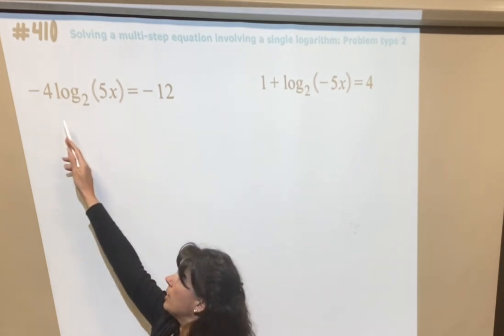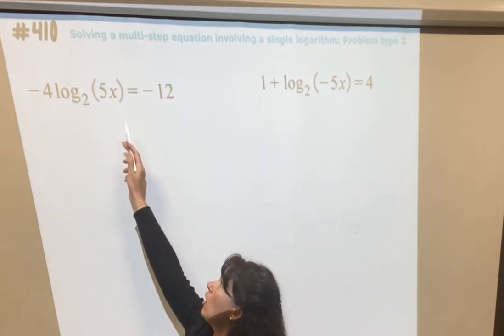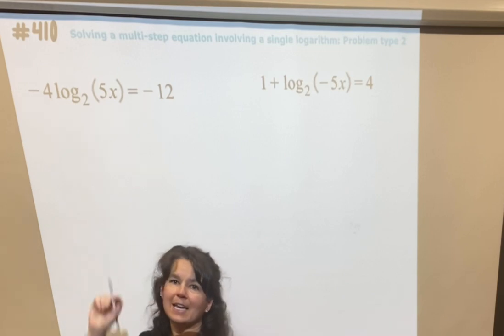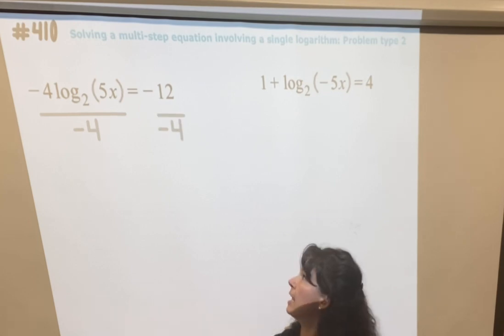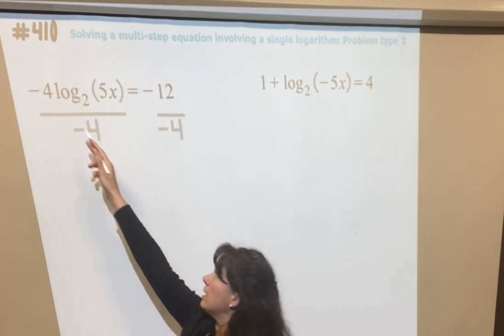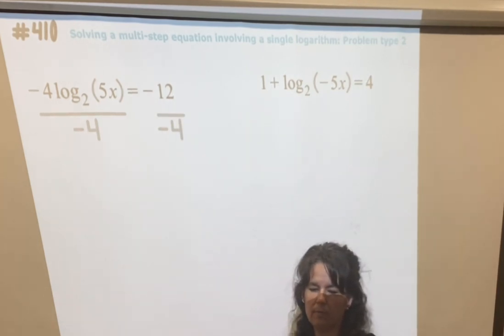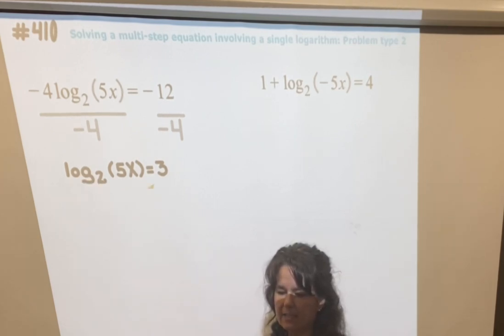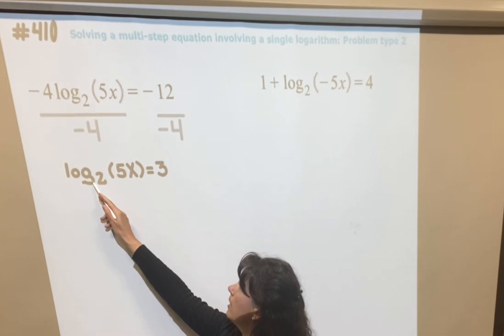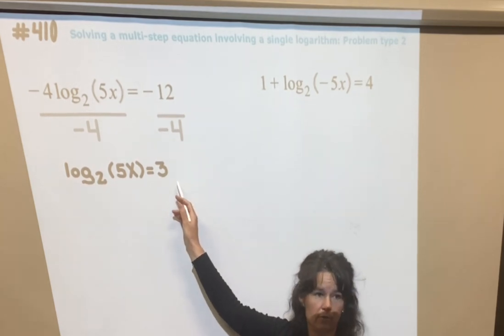So in this one, what's preventing the single log from being by itself is that -4 in the front. So I'm going to divide both sides by -4. These cancel, and what we've accomplished is we have a single logarithm now by itself.